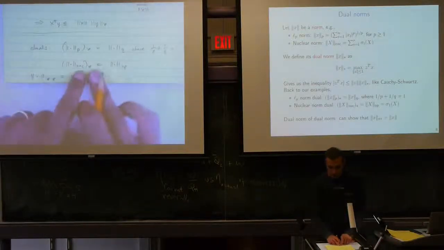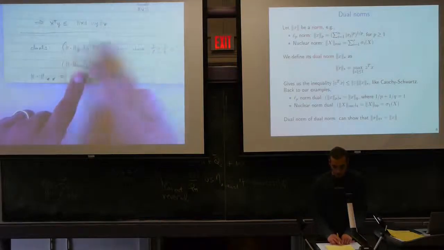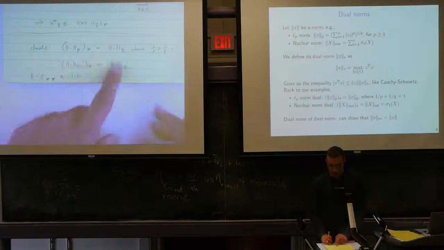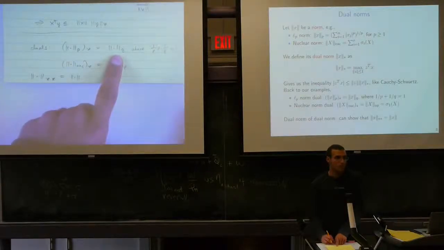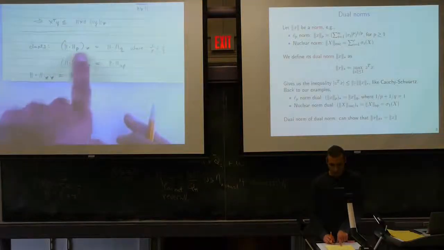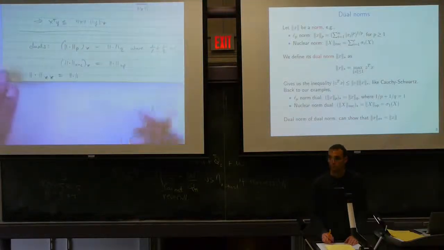Okay, so if I ask, what's the dual of the operator norm? Nuclear norm. And what's the dual of the Lq norm? It's the Lp norm, right? I just take duals on both sides, and the dual of the dual just gives me back the original norm.